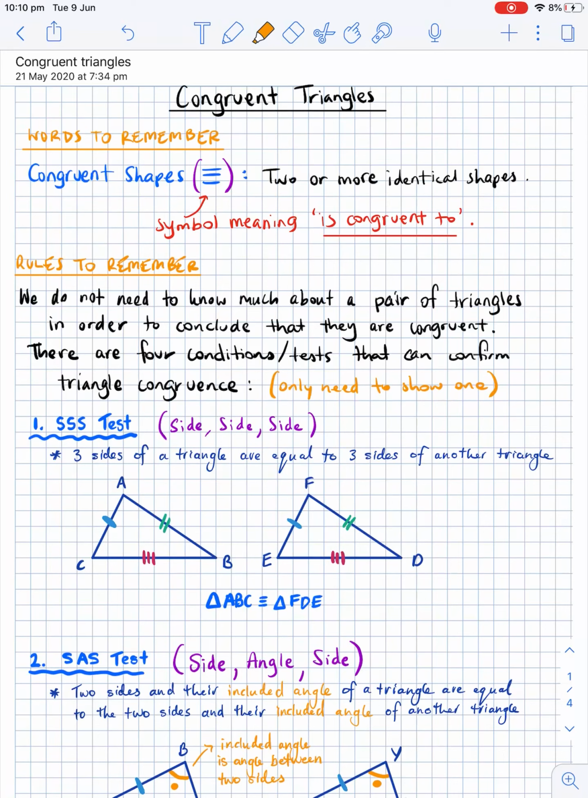This is the symbol for congruent. It's kind of similar to an equal sign, because equals means the same thing. Congruent is very similar. Instead of 2 lines, it just has 3 lines.